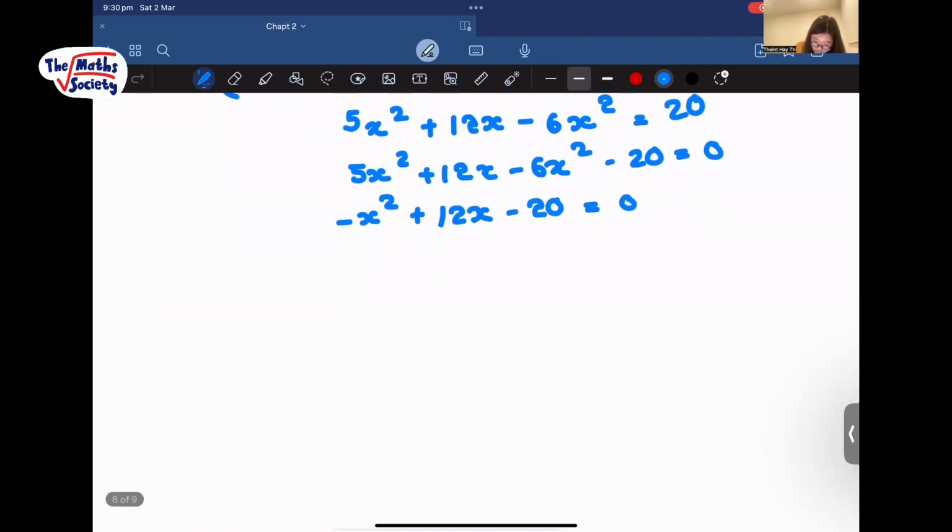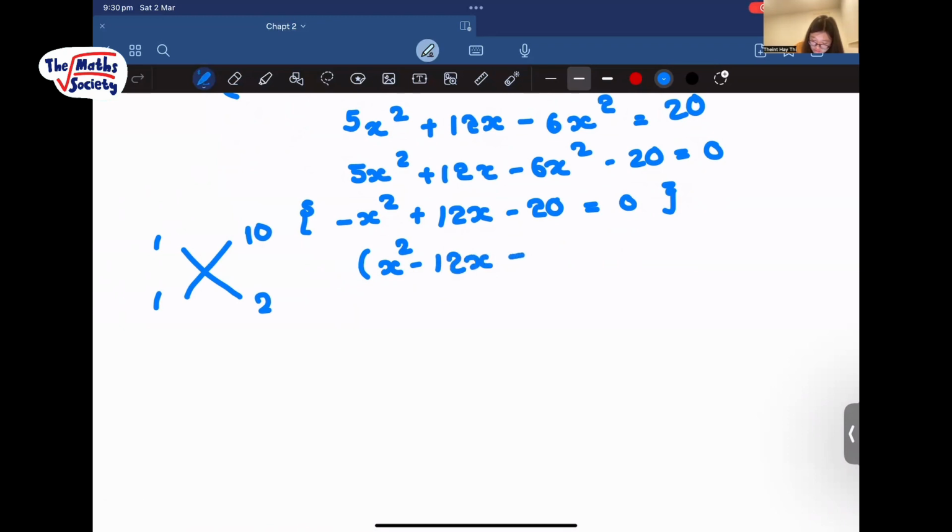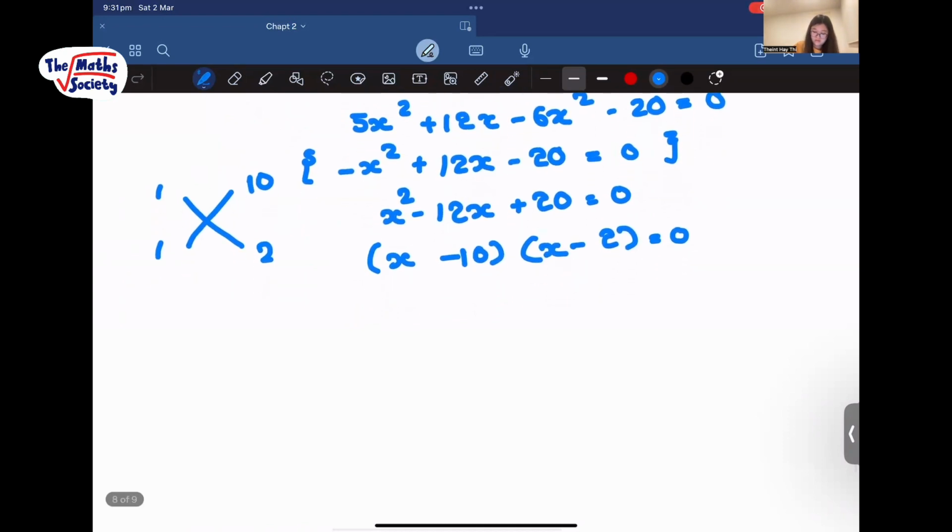Yep, after you get that, it'll be minus, so it'll be just 1, and then 10 and 2. So it'll be x minus 10. You can actually remove this minus, so we'll get x squared minus 12x plus 20 equal to 0 first, so it'll be easier. And then it'll be x minus 10, and then x minus 2. Yep. Okay, it's making sense. x is equal to 10, or x equal to 2.